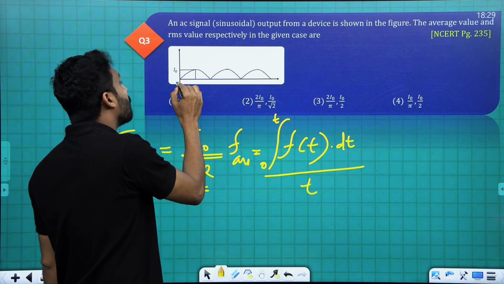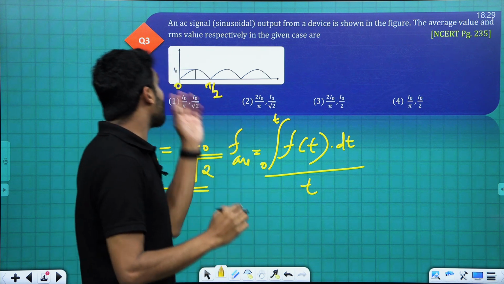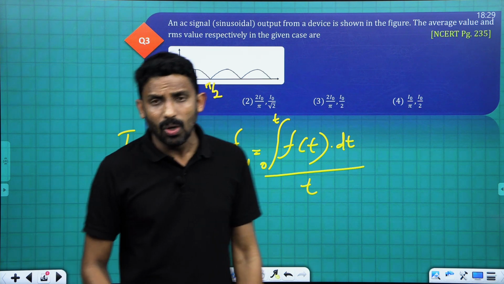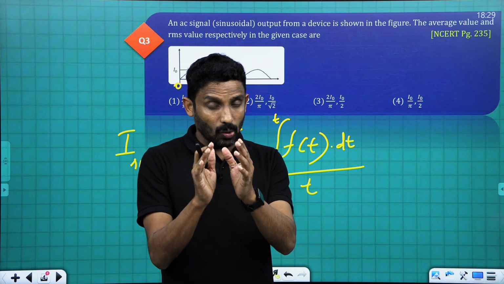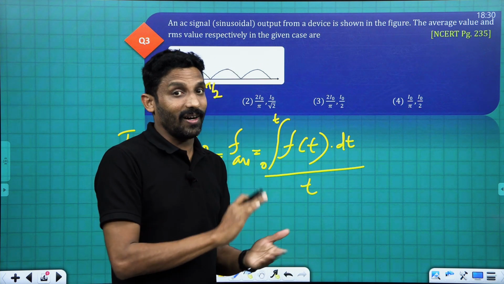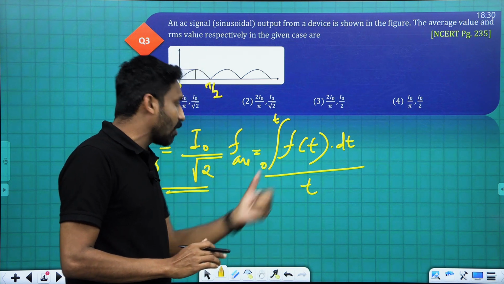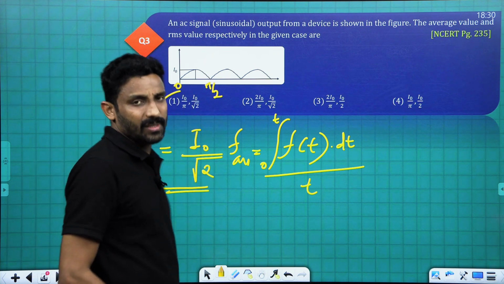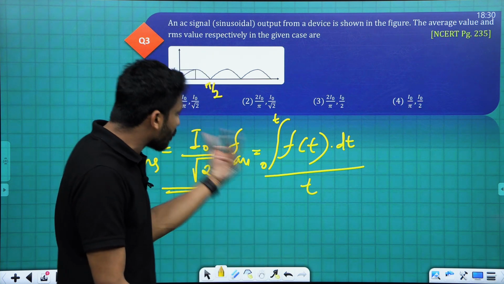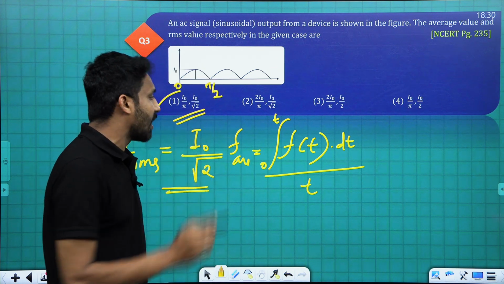See, this is the time 0 and this is the time T by 2. Let this function be I is equal to I0 sin omega t. Then when we perform this mathematical operation, we get this answer, I naught by pi only. This is mathematically very simple to do. You can easily check that. This is the answer, the averaged data.